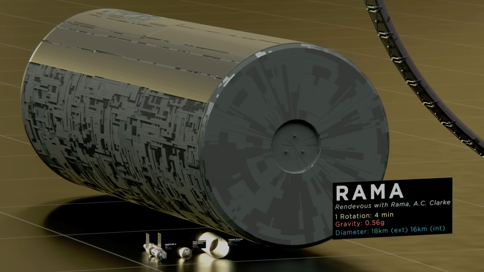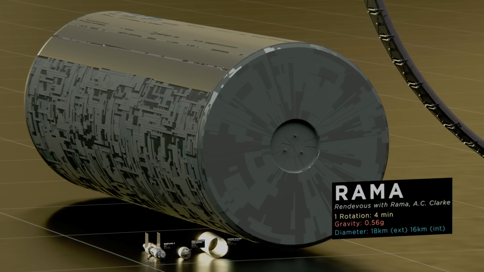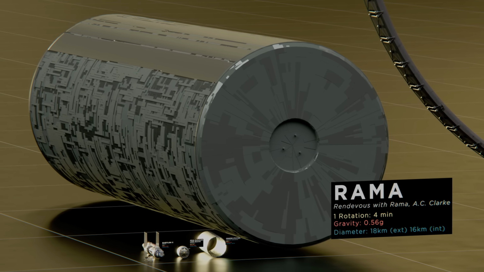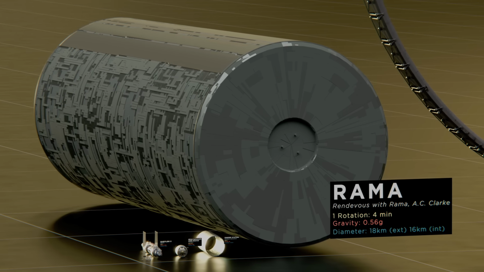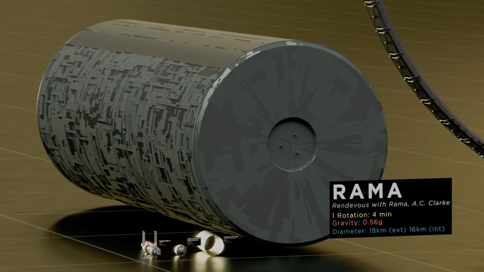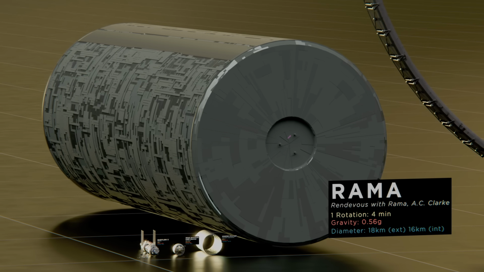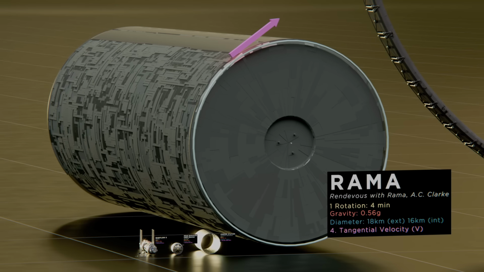From here on out, I'm going to switch from the RPM to the time it takes for 1 full rotation, because after the diameter gets large enough, the RPMs don't matter anymore. Exactly what that diameter is debatable, but we've definitely passed it by this point with Rama. What does become the limiting factor is the 4th variable, the rim speed or the tangential velocity.